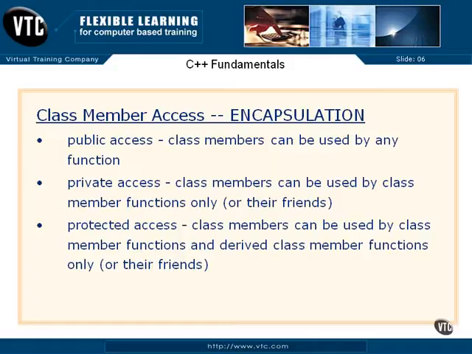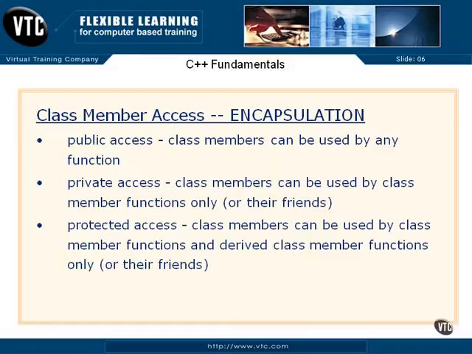The class members can then only be used by the class member functions. The methods that are built into the class can only get to the data that's inside the class, or classes specified as friends, and we'll take a look at that in a little while in a different video. We can specify public access. Public access means that any other function can get to or call those class members and methods. It's totally open.